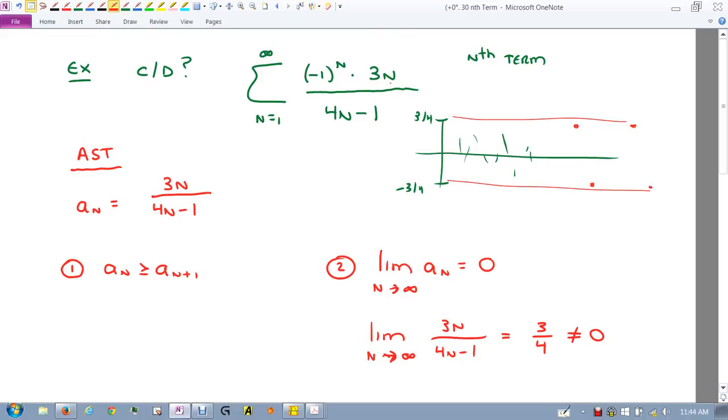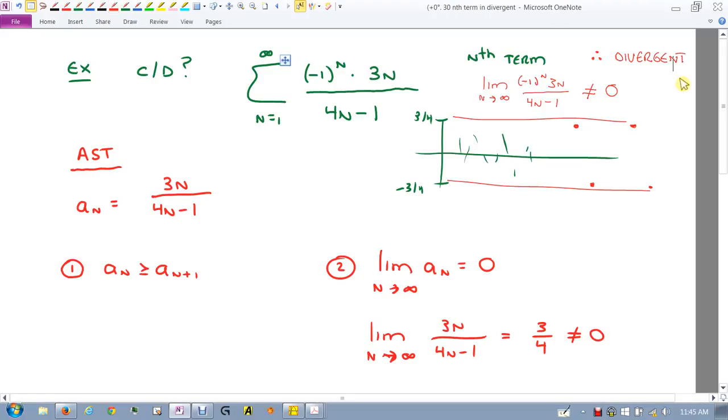So by the nth term test, the limit as n goes to infinity of the whole thing is definitely not 0. And the nth term test says if that's not 0, it's what? It's divergent. So this means we have a divergence.